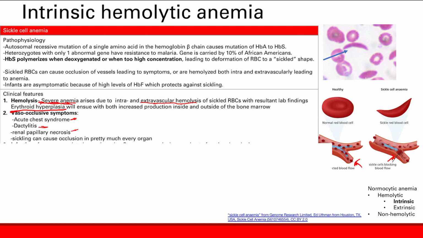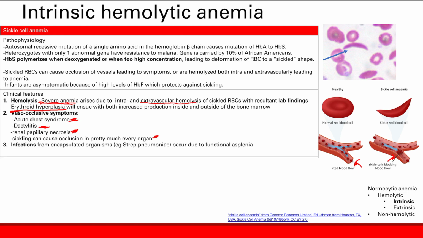You're going to get occlusion of vessels to the kidney. You get renal papillary necrosis. And especially you get sickling in the renal medulla. Remember, the medulla is the inner part of the kidney. And that's because there's decreased oxygen in that area. And this will present with some microscopic hematuria. I just want to add that I noted these three places: the lungs, the bones of the hands and feet, and the kidney. But you can get occlusion in pretty much every organ, and then you're going to get ischemic symptoms from those. So far we have hemolysis, we have vaso-occlusive symptoms.